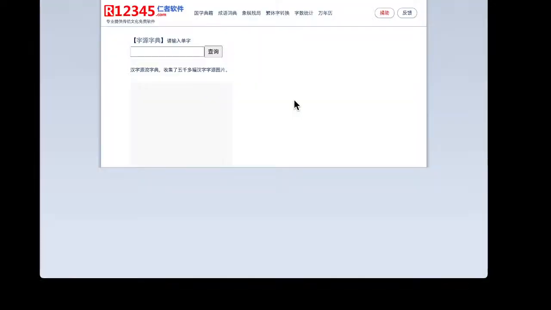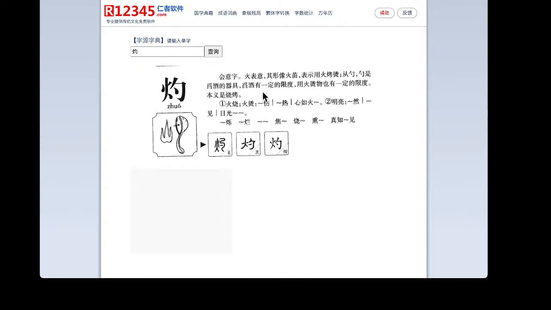Okay, let's take a look at the character itself. Now, this one has a fire radical, and then on the right hand side is the character called 勺. The 勺 is the ladle for getting wine, getting water. Okay, getting water. And so now 勺 is also a measuring instrument. Which means that what you're getting is limited.